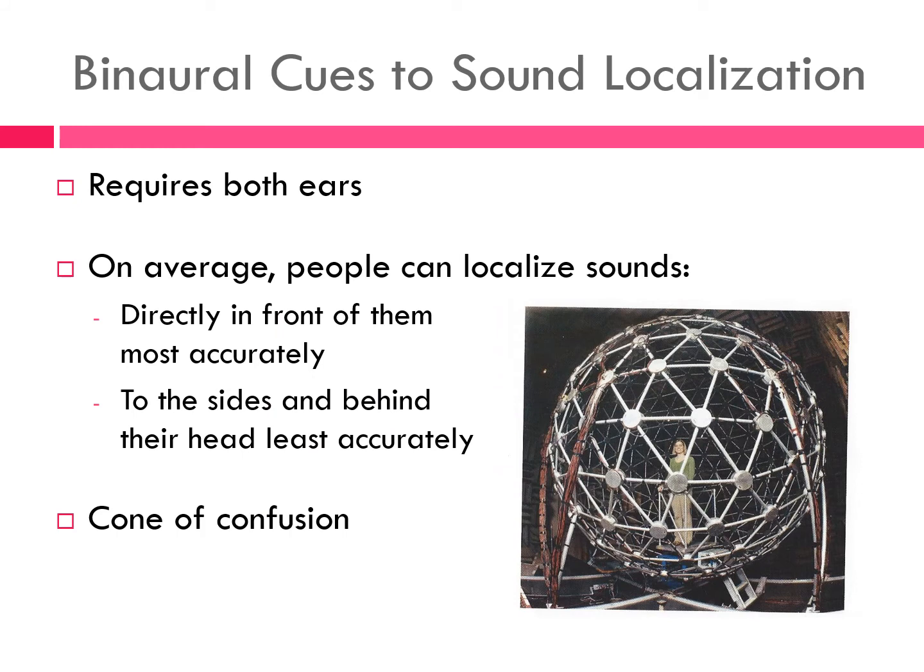So again, binaural cues require both ears for sound localization. On average, people can localize sounds the most accurately when the sounds are directly in front of them. We get less accurate as we get to the sides and behind our heads. This picture shows somebody, and those little circles on this ball are speakers, with sounds coming from all those different speakers that are all equidistant from the person. We can see where they are closest to pointing to the correct speaker, and we see people get a bit worse as we get to the sides of the head and behind the head. We also have what's called a cone of confusion.